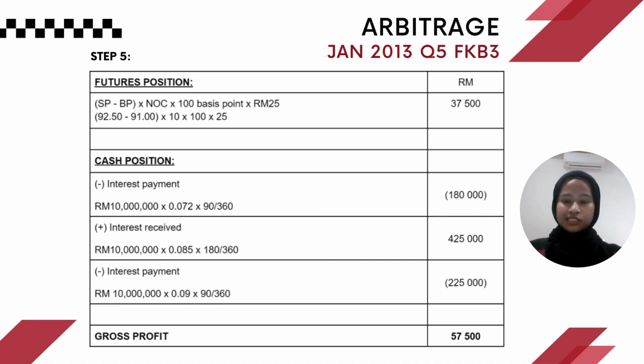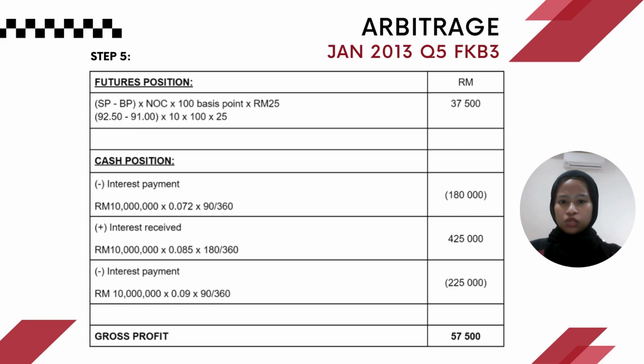For the future position, it is selling price minus buying price, multiplied by the number of contracts, multiplied by 100 basis points and multiplied by 25. Why 25? Because it is FKB. For the cash position, for the interest payment, you need to take the fund multiplied by the short-term interest and multiplied by the short-term time period. For the interest receipt, you need to take the fund multiplied by the long-term interest and multiplied by the long-term period. And lastly is the interest payment.